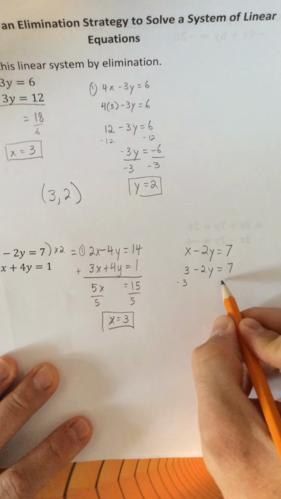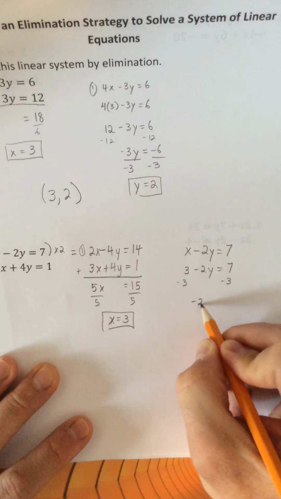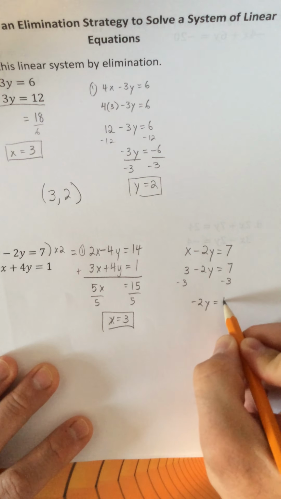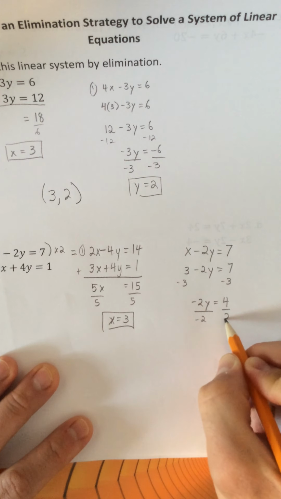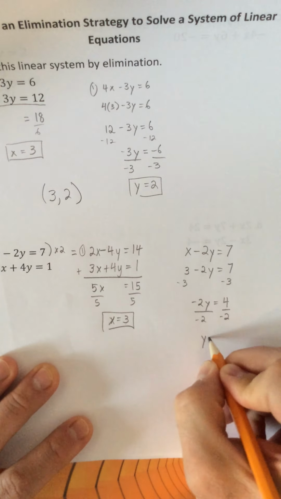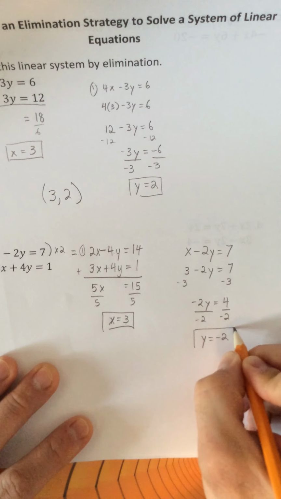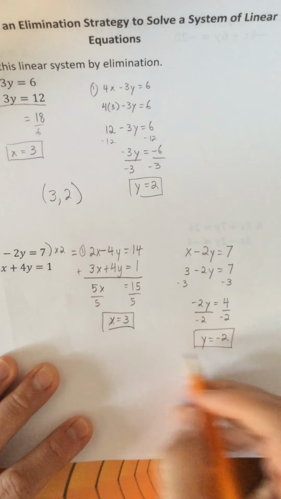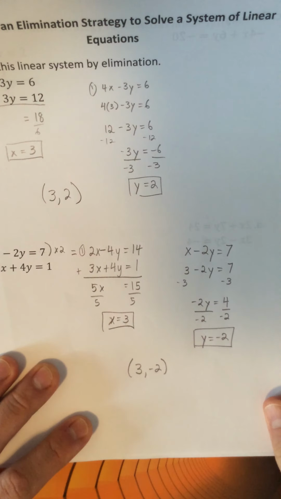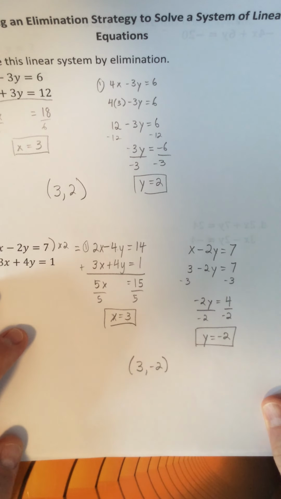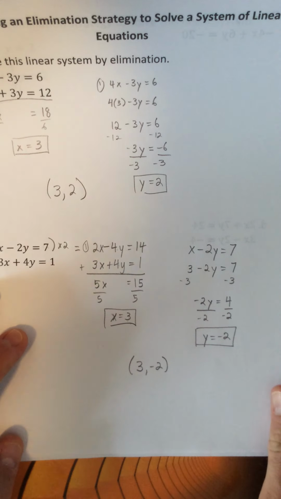So if I subtract 3 on both sides of this equation, I'll have negative 2y is equal to 4. And if I divide both sides of this equation by negative 2, I get that y is negative 2. So the solution here is 3 and negative 2. This is where these two lines will intersect. So this is the solution to the system of equations.